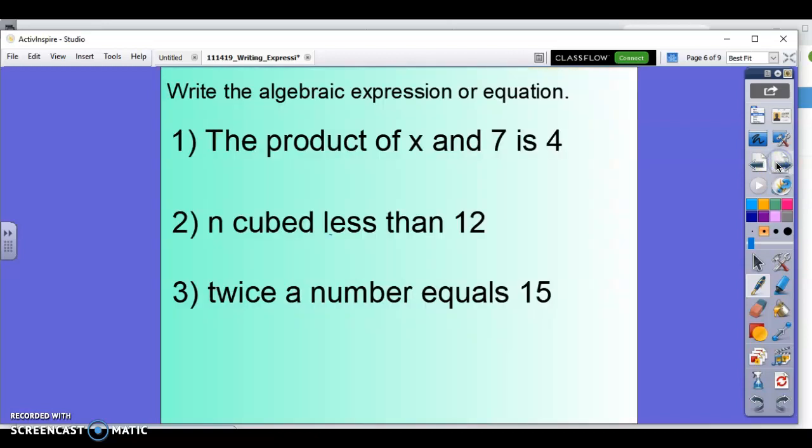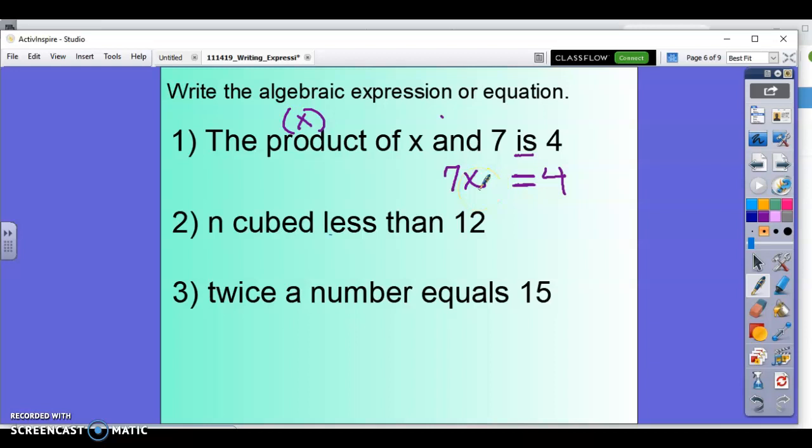All right, so we're going to do some practice here. Write the algebraic expression or equation. So this says the product, so I know product means to multiply, of x and 7 is 4. So I know the word is means equal, and we want it to equal 4. Product of x and 7 means we're going to multiply these. So when we multiply a variable times a number, it's always written the number first, and we don't even put a symbol. It's just the number beside the letter, and that means to multiply.